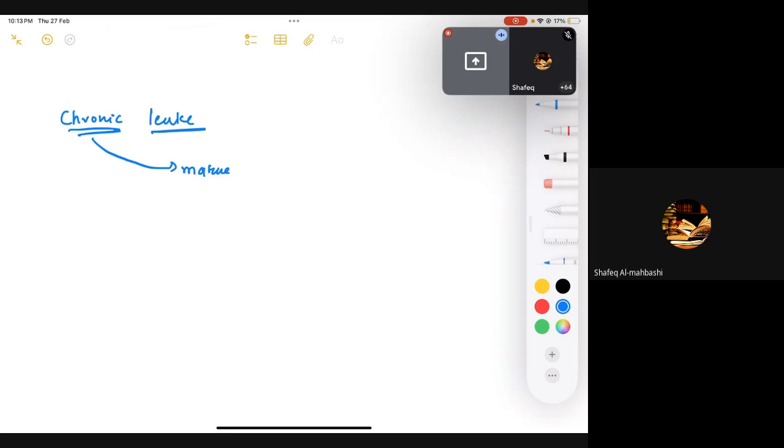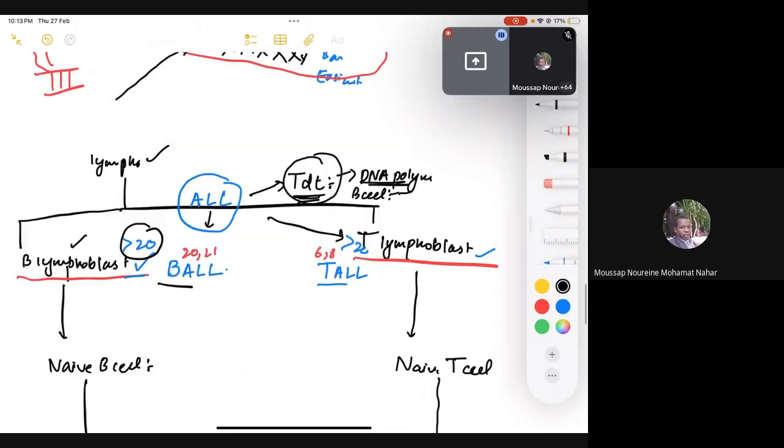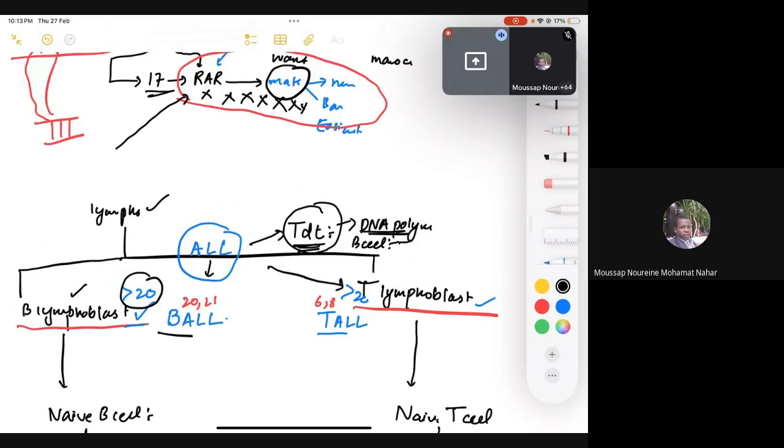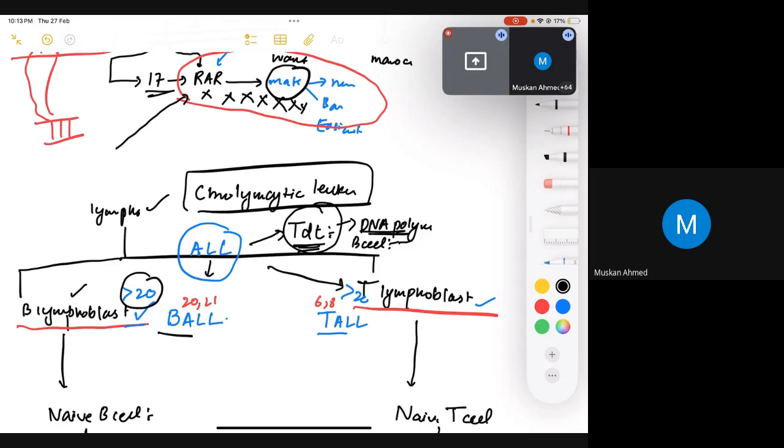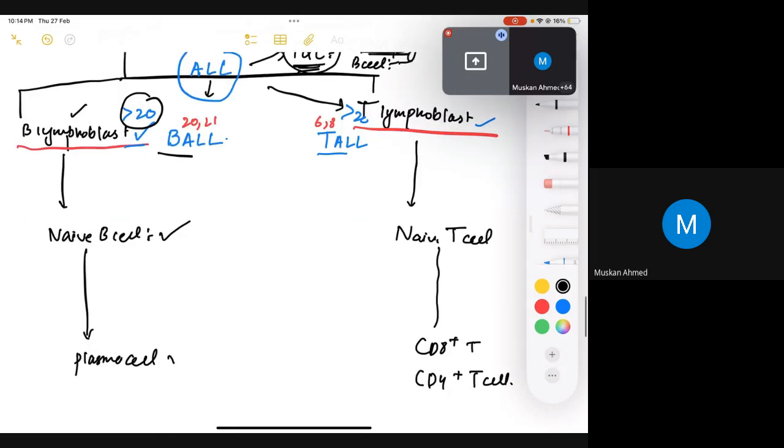Now the question arises that we have mature cells in both of the lineages, right? So if we have neoplastic proliferation of your mature cells in your lymphoid lineage, what name are we going to use for that? Chronic lymphocytic leukemia, right? Chronic lymphocytic leukemia. So what is chronic lymphocytic leukemia? You can have neoplastic proliferation of these mature cells. Both of them are mature, right?